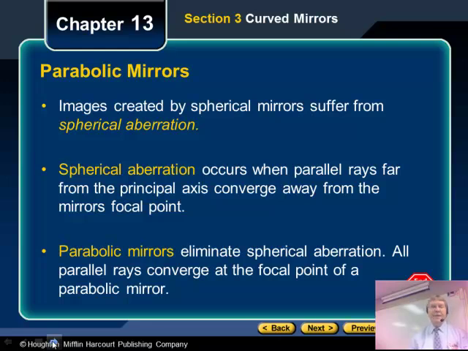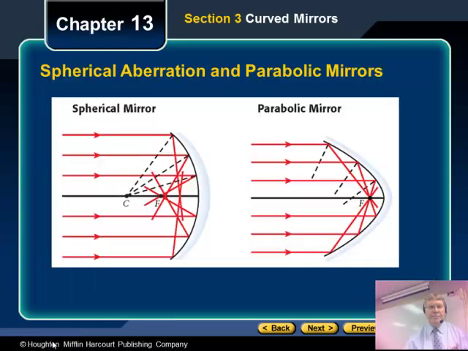But we can fix that by using a parabolic mirror. And this is a mirror that's parabolic in shape rather than spherical. And these reflect every ray right to the focus. And so you get a nice sharp image. With spherical aberration, you get an image that is not real clear.